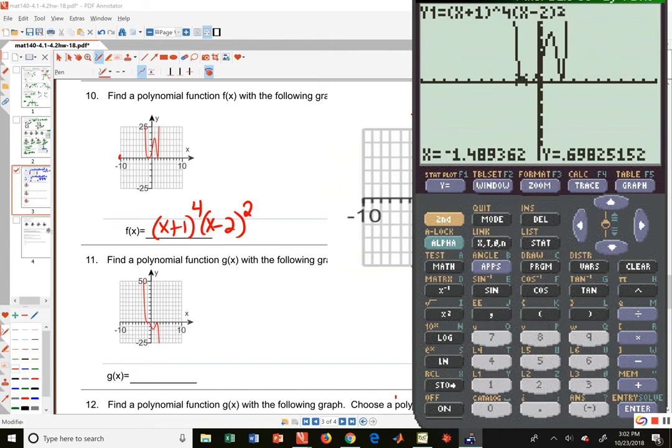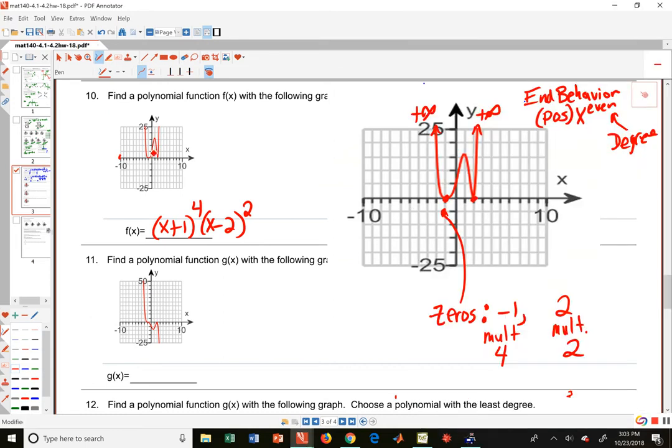Another thing that can help you is if you look at the y-intercept. The y-intercept occurs at 0, and it's come back as a 4, and roughly it looks like we have a y-intercept of 4.